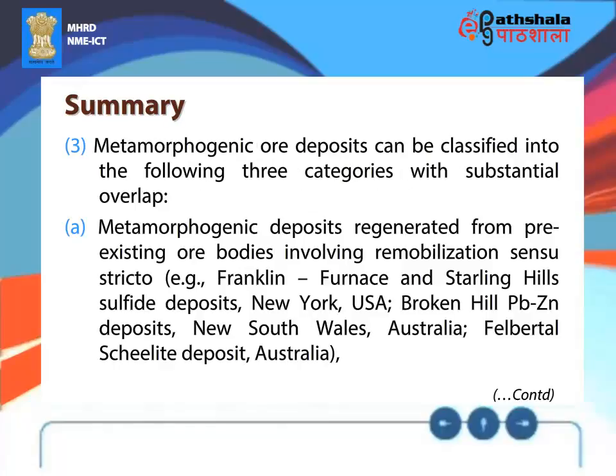Metamorphogenic ore deposits can be classified into the following 3 categories with substantial overlap. Metamorphogenic deposits regenerated from pre-existing ore bodies involving remobilization sensu stricto, for example, Franklin Furnace and Sterling Hill sulfide deposits, New York, USA, Broken Hill lead zinc deposits, New South Wales, Australia, Felbertal scheelite deposit, Austria.